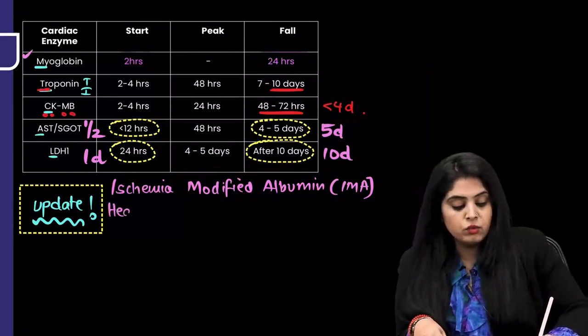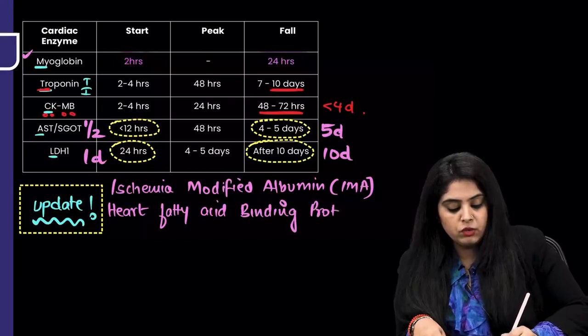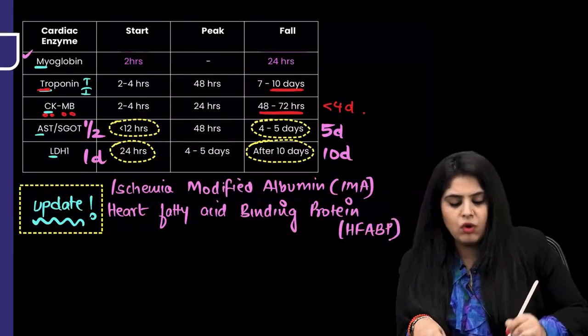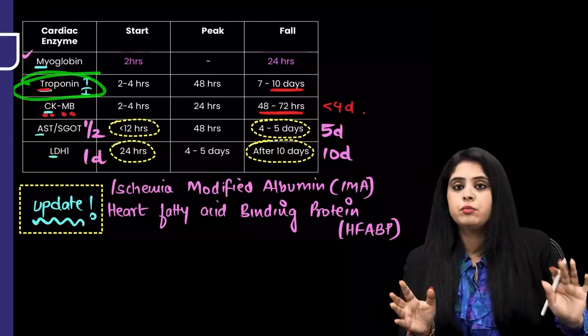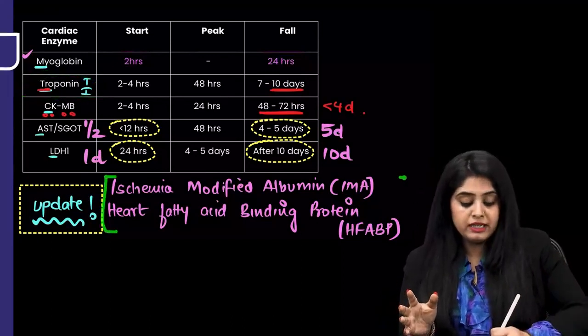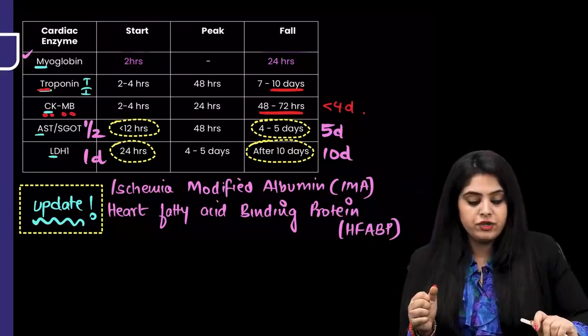And the other one is known as heart fatty acid binding protein, that is HFABP. This is also elevated very quickly. Although if I honestly tell you, is it being used too much in practice? No, we still rely maximally on the troponins only. But just telling you that the molecules rising before myoglobin are IMA and HFABP.